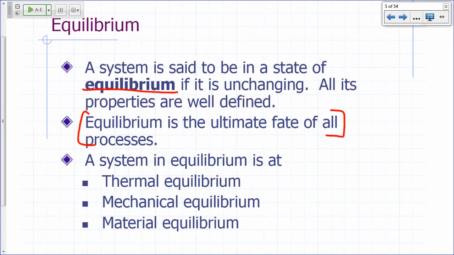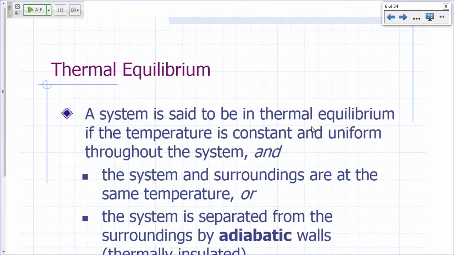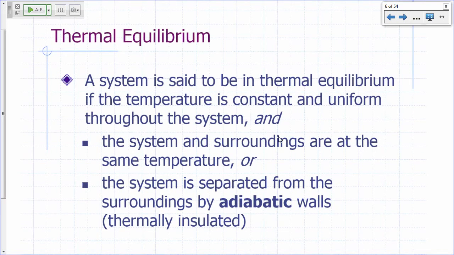So how do we define actual equilibrium from an operational perspective? You can say that a system is at equilibrium if it's at thermal equilibrium. There are actually three conditions it has to satisfy. It has to be at thermal equilibrium, it has to be in mechanical equilibrium, and it has to be in material equilibrium. So there are three conditions that must be satisfied for us to be able to say that the system is at equilibrium. So what does thermal equilibrium mean?